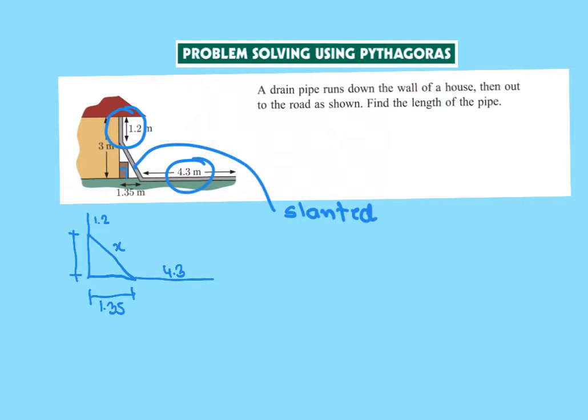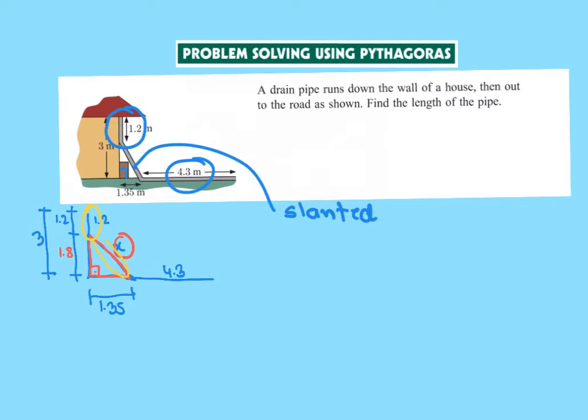And this part here is given as well. No, it's not. But because we know that this one is 1.2 and all of it is 3, then 3 take away 1.2 is 1.8. Now we have two sides given and we don't know the third one, the one opposite the right angle, and it's called the hypotenuse. Once we find this x, we can find the length of the pipe.